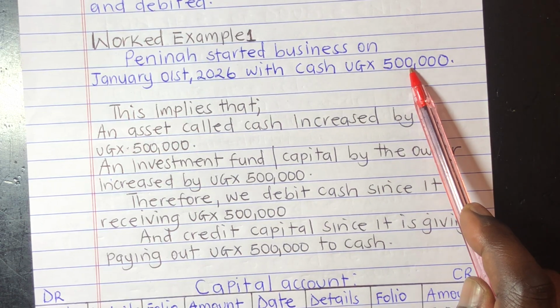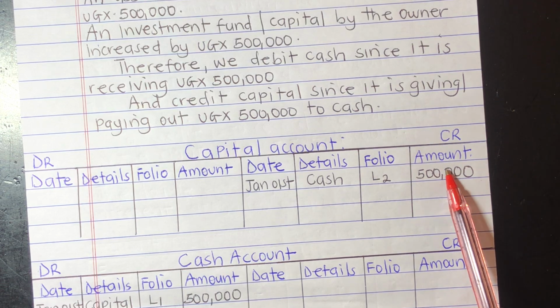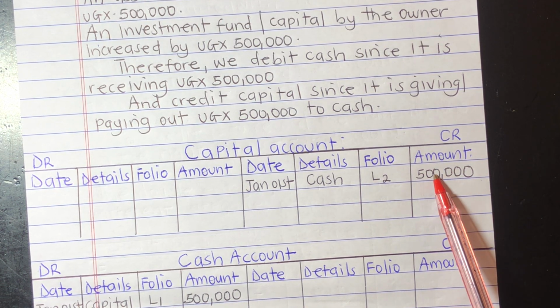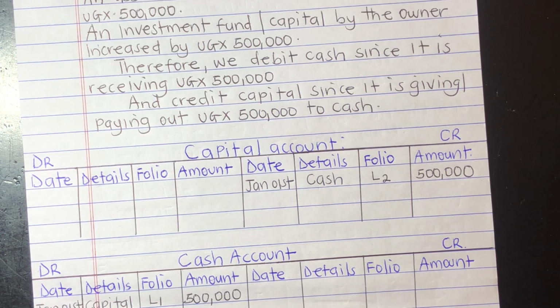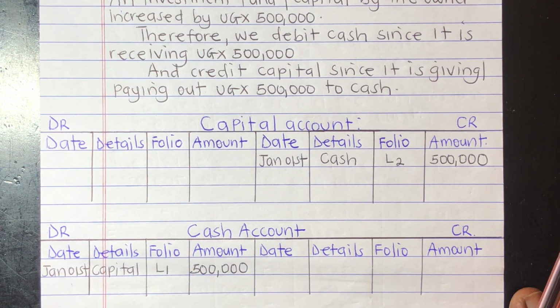Penina's cash, it is 500,000. It is recorded on the credit side for capital, and then debited on the cash account. So we have credited the capital account and then debited the cash account. So that is how the double entry system works.